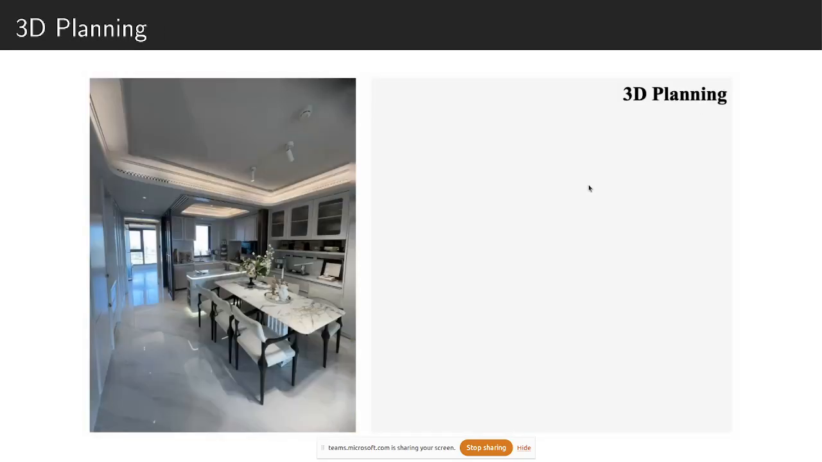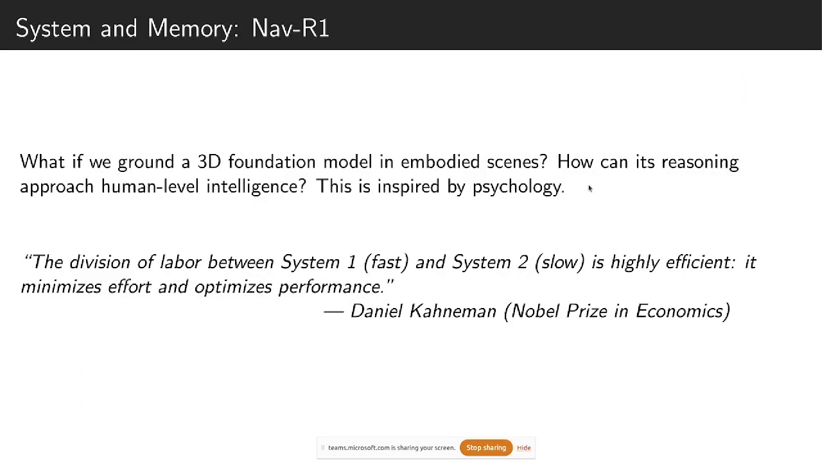Okay, let's move on to 3.1. The specific question is, if we ground our 3D foundation model in 3D scenes, how can it approach human-level intelligence? Human-level intelligence is a very mysterious, or let's say clear but mysterious, part: none of our models currently approaches human-level intelligence. We just try to develop our model to mimic the human way, but at the current stage it will not achieve human-level intelligence. But we try to develop our system into that kind of form.